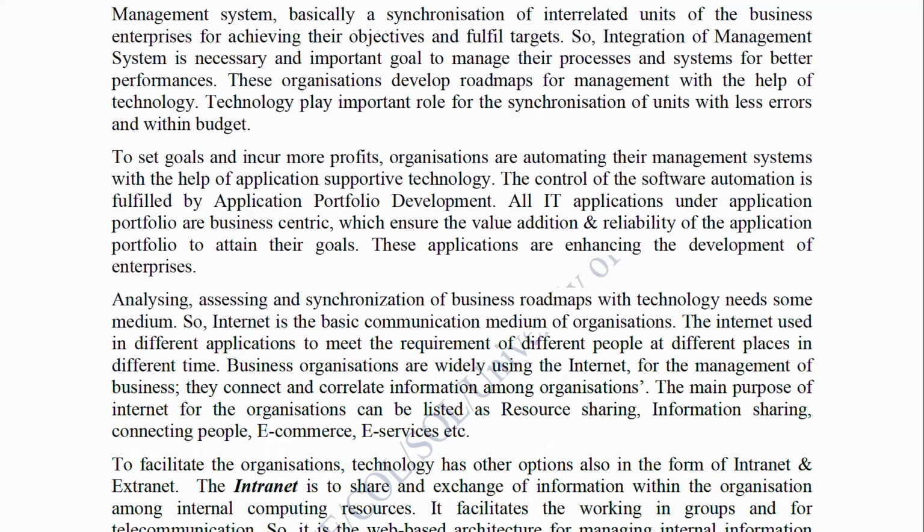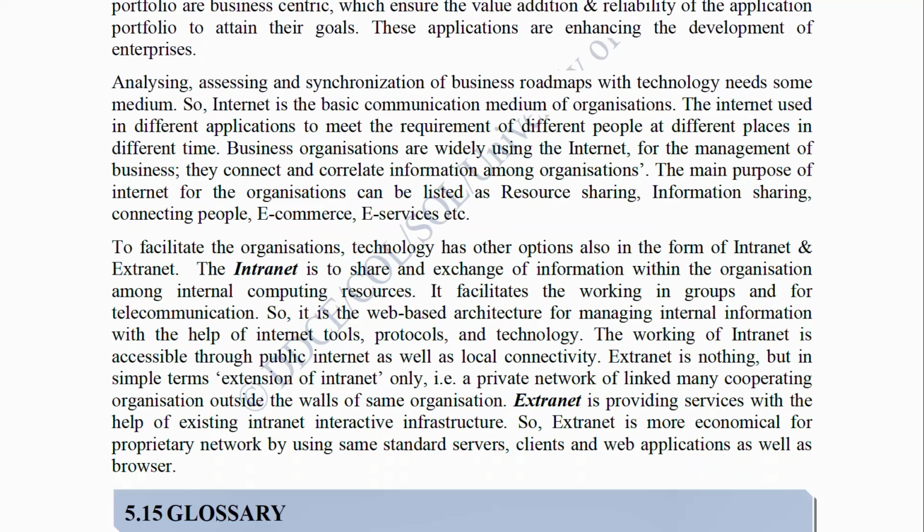The control of the software automation is fulfilled by application portfolio development. All IT applications under the application portfolio are business centric, which ensures the value addition and reliability of the application portfolio to attain their goals. These applications are enhancing the development of enterprises. Analyzing, assessing, and synchronization of business roadmaps with technology needs some medium. So, the Internet is the basic communication medium of organizations.